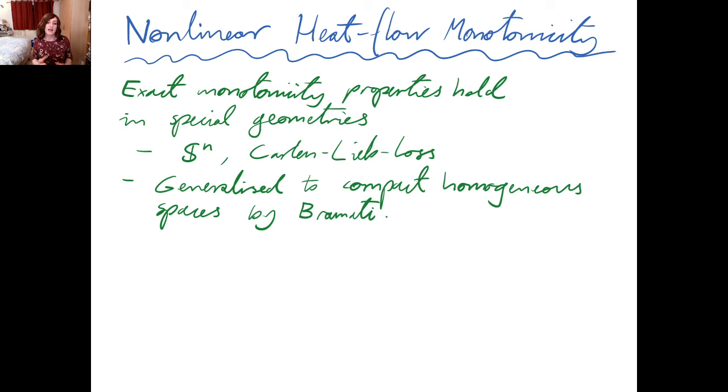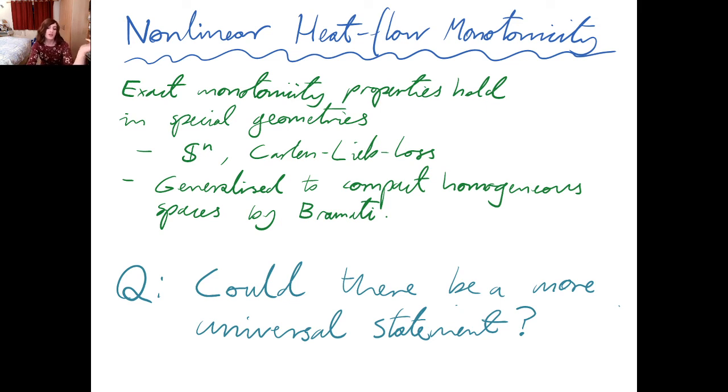Now, exact monotonicity properties hold for nonlinear Brascamp Lieb inequalities in certain special cases: on the sphere, as was proved by Carlen, Lieb, and Loss, and in compact homogeneous spaces by Ramati. The proofs use the geometry to run direct calculus methods, differentiating with respect to time and showing that this derivative is greater than 0.